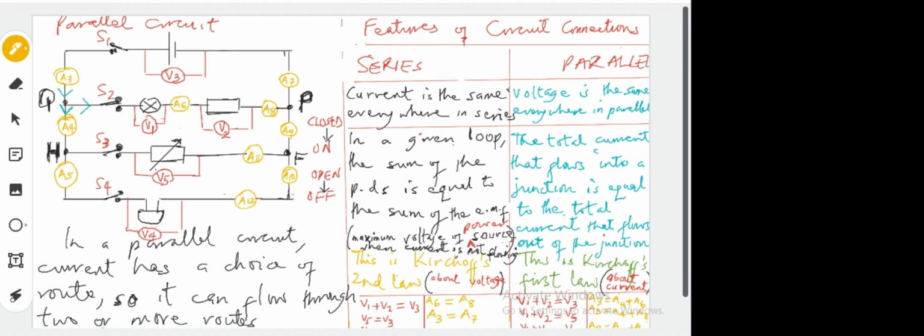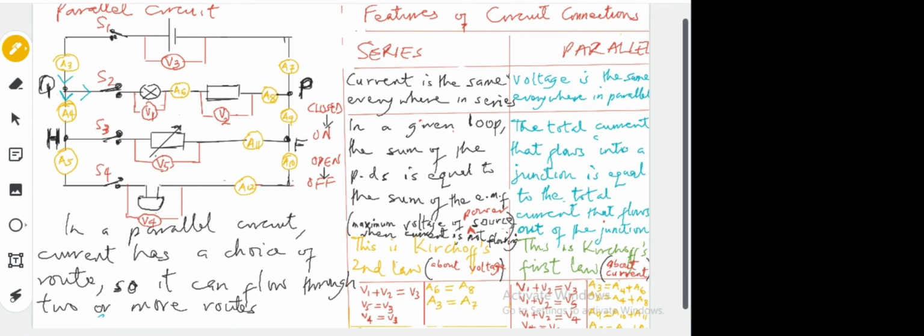So let's look at features of the two circuit connections, features of series and parallel. Now, current is the same everywhere in series. All the components that are connected in series, the same current flows through them.